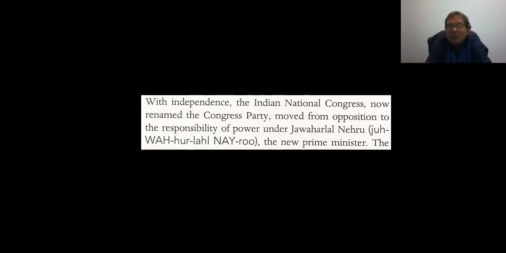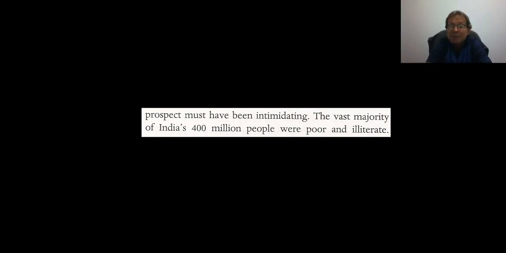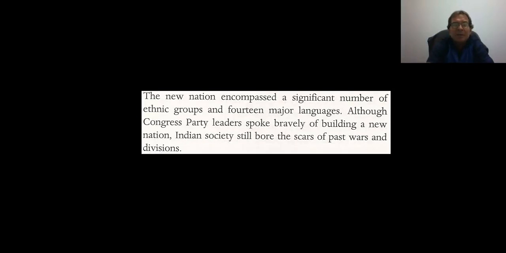Now, independent India. With independence, the Indian National Congress, now renamed the Congress Party, moved from opposition to responsibility of power under Jawaharlal Nehru, the new Prime Minister. And the prospect must have been intimidating. The vast majority of India's 400 million people were poor and illiterate. The new nation encompassed a significant number of ethnic groups and 14 major languages. And there's some call today to go back to using English because of all of these different languages. During the British Raj, English was used for formal relations and in institutions.